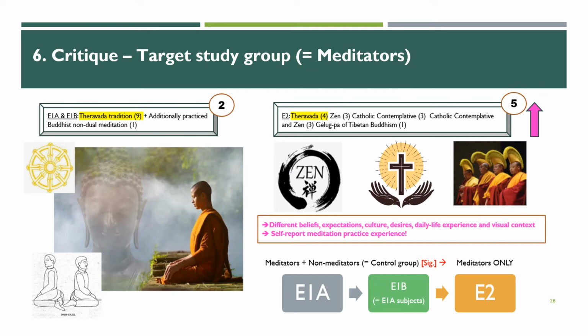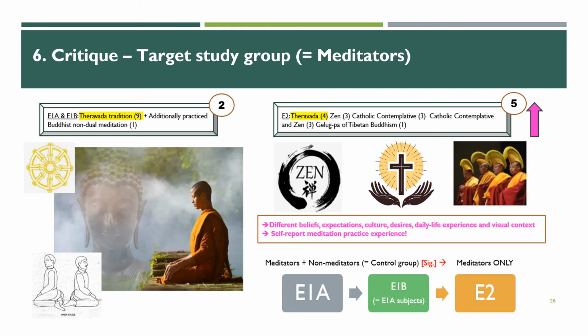For experiments 1A and 1B, the Theravada tradition was the dominant traditional stream. A higher number of traditional meditation streams were included in experiment 2 to provide a comprehensive evaluation. It can lead to some inconsistency while they were entering the focused attention stage because of the different beliefs, cultures, and expectations.